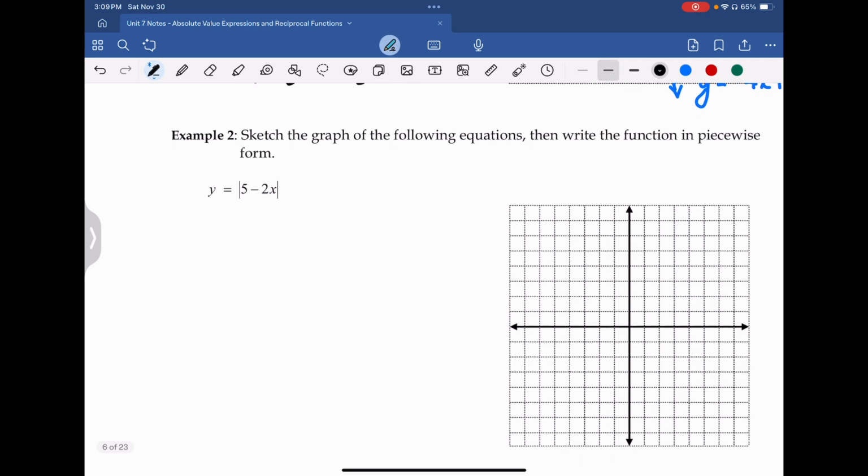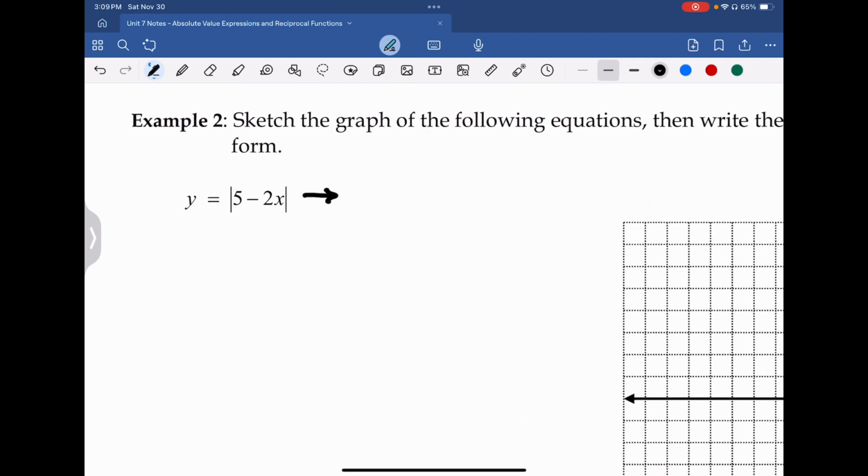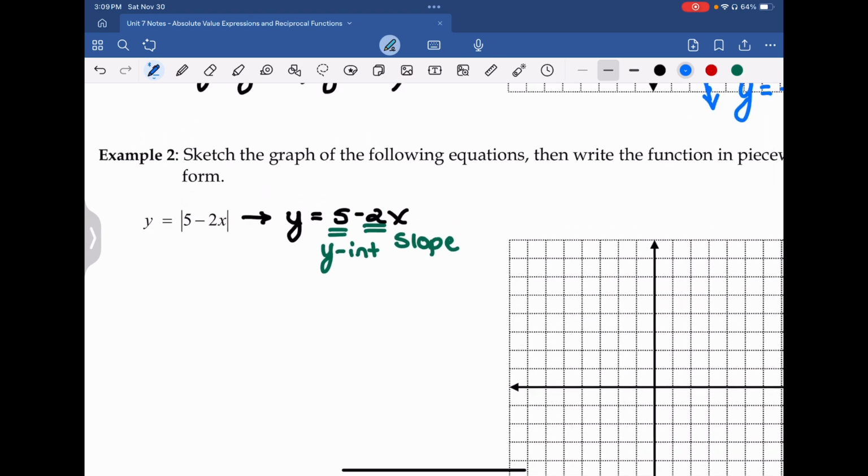Very, very similar. What we're going to do is figure out, if I knew what the original was, aka the thing without the absolute value bars, it would be 5 minus 2x. Therefore, let's identify the components. Here's our y-intercept, or the y-int. We also have our slope, which is defined by the -2. Now, this is enough information to plot out the original graph in blue.